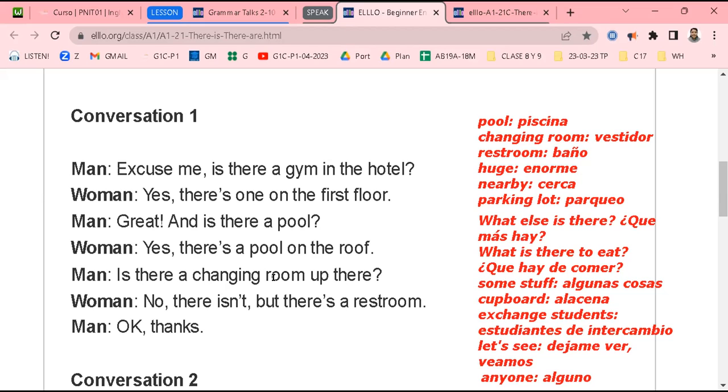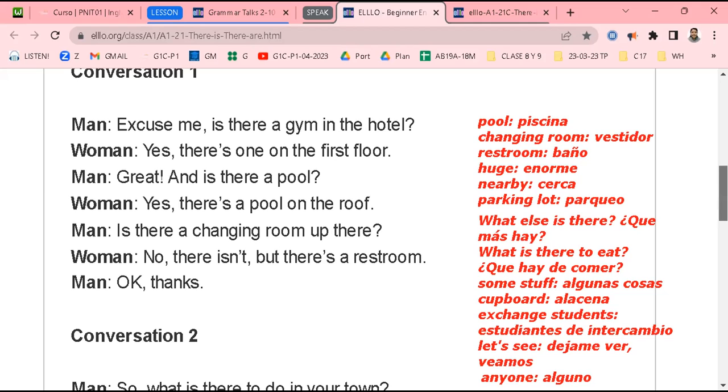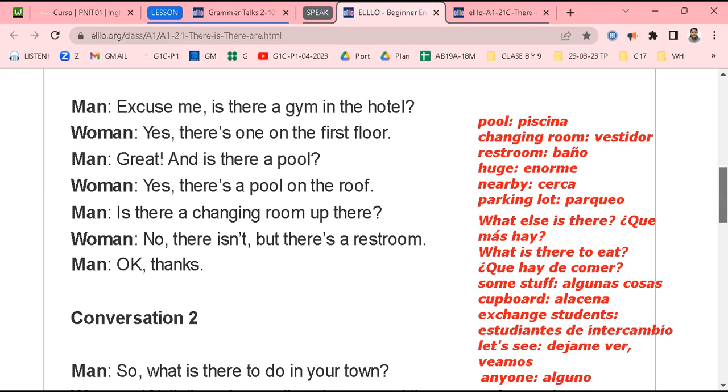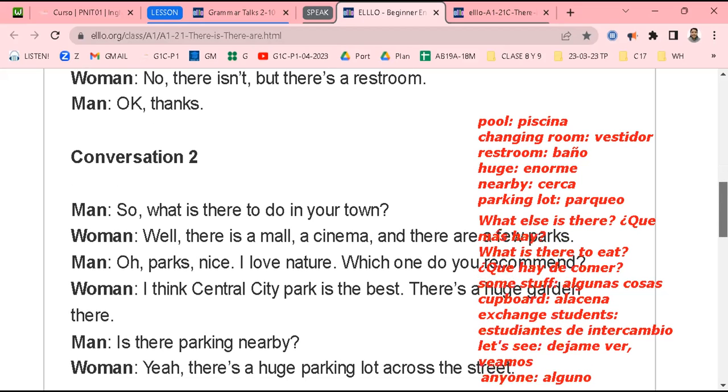Right? Is there a changing room up there? Up there. No, there isn't. Okay. But there's a restaurant. Okay, thanks.